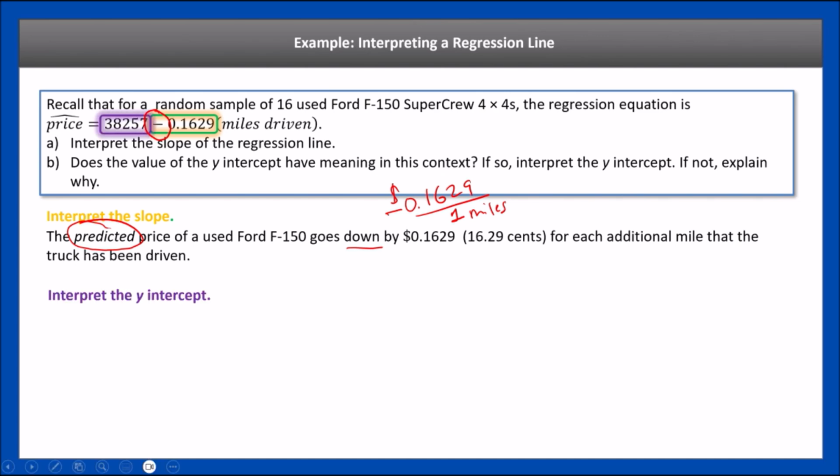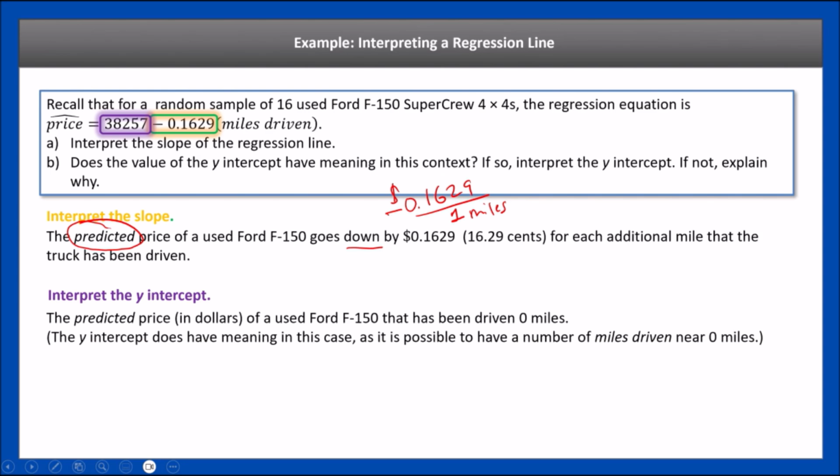All right, now we're going to interpret the y-intercept. The y-intercept is that first number, 38,257. And remember, that's when the miles driven is 0. So the predicted price of a Ford F-150 that has been driven 0 miles, I really should have put it here. The predicted price of a used Ford F-150 that has been driven 0 miles is $38,257.